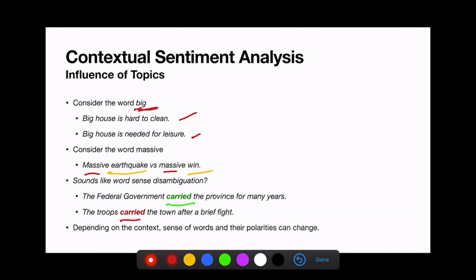different polarity. It sounds like word sense disambiguation, right? This is called contextual sentiment analysis, where you need to rely on the context to determine the sentiment of a sentence. And this is why BERT-based systems, ELMo, and contextual word embeddings perform so nicely. It's because of this. Okay.